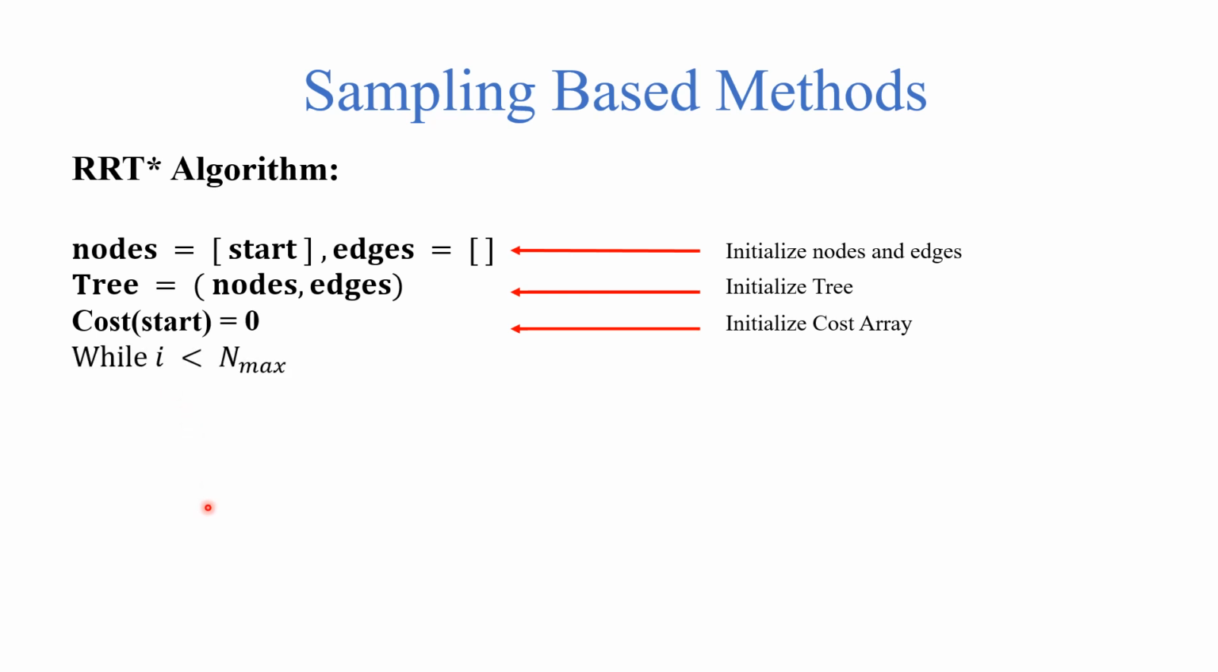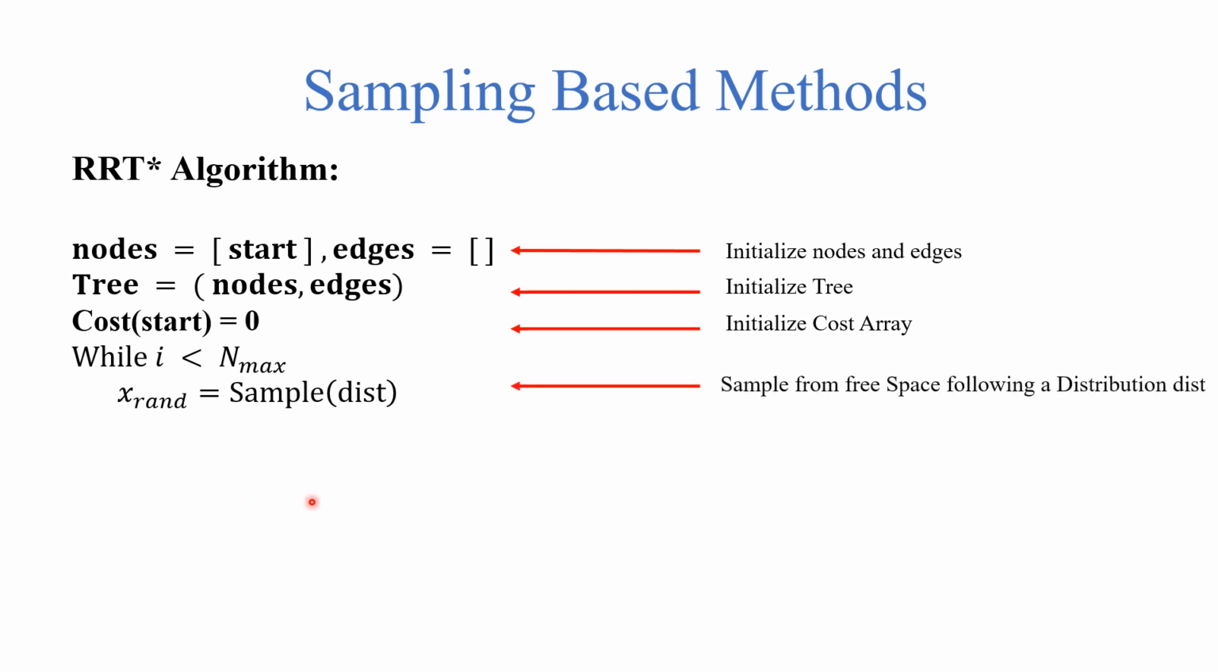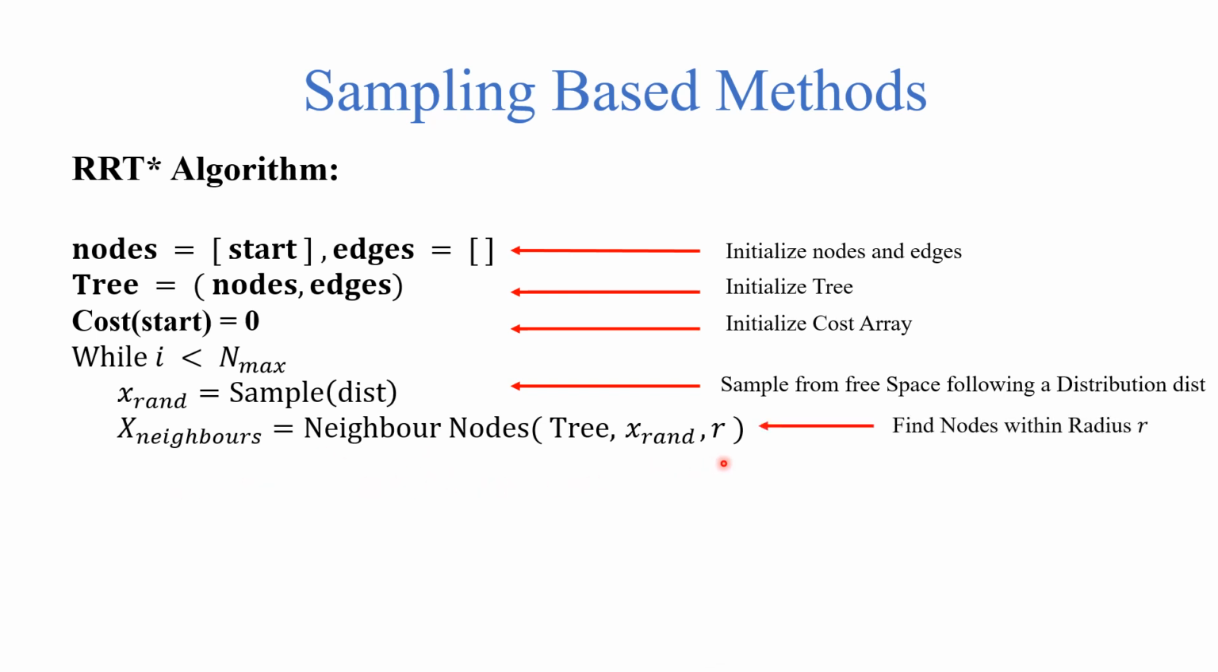Now we are going to repeat the following steps for a maximum number of iterations n max. First, as usual, we're going to sample randomly from free space following a certain distribution. Now we're going to follow a step similar to one found in the RRG algorithm. We're going to find a set of neighboring nodes to xrand within a radius r. Now these nodes will be parent candidates and we will store them in the xNeighbors variable.